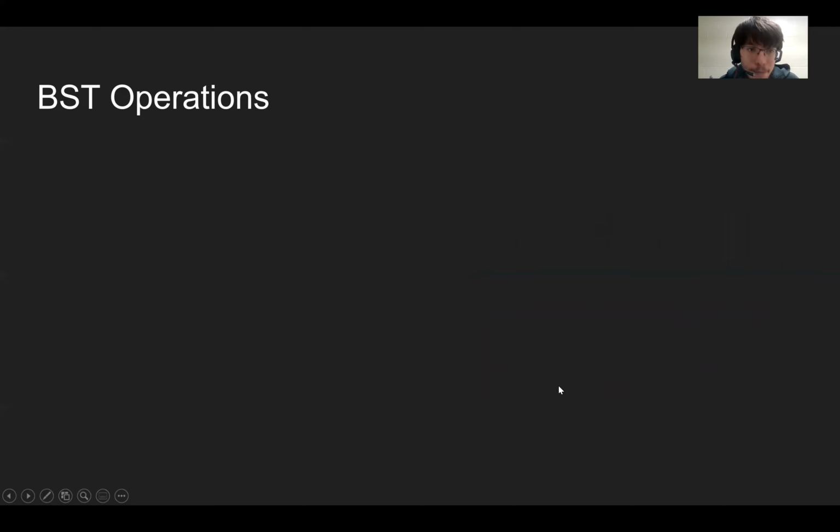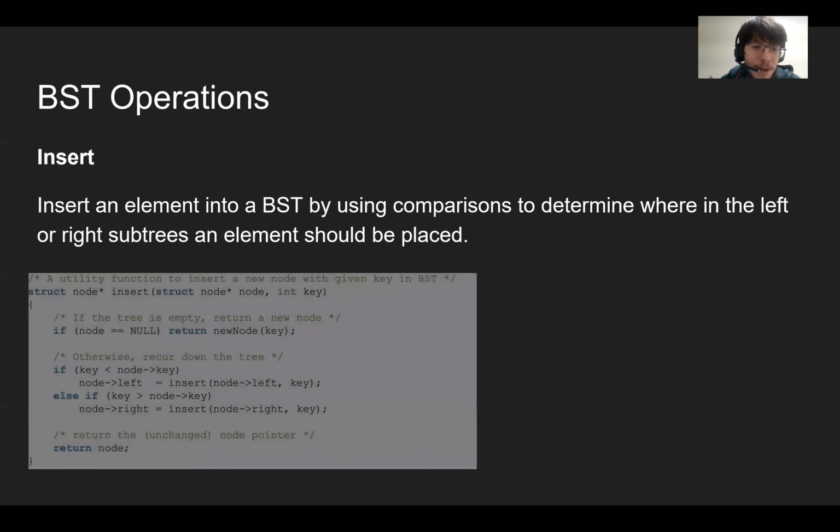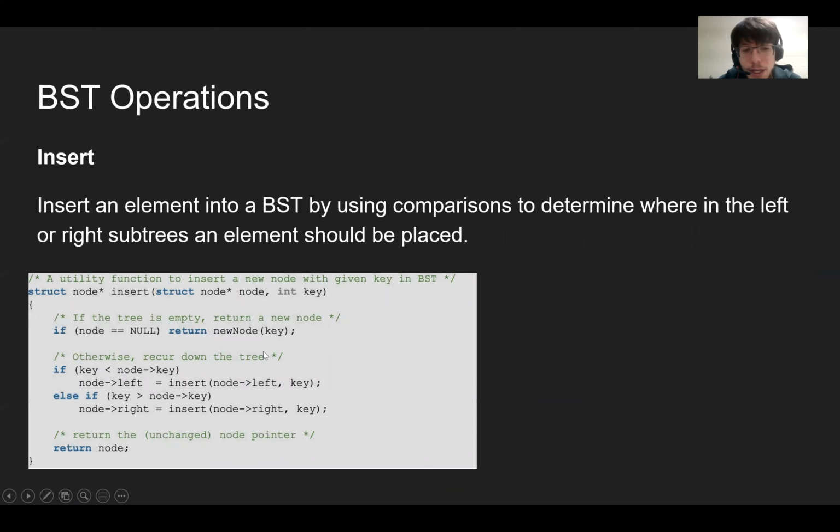For insert, when you insert, you again decide left or right where you want to insert, and this is the code for it. And again, if you have reached a null node, if it's empty in this case, you just return a new node. But otherwise, you go down the tree. So if it's less than, you go to the left. If it's greater than, you go to the right.